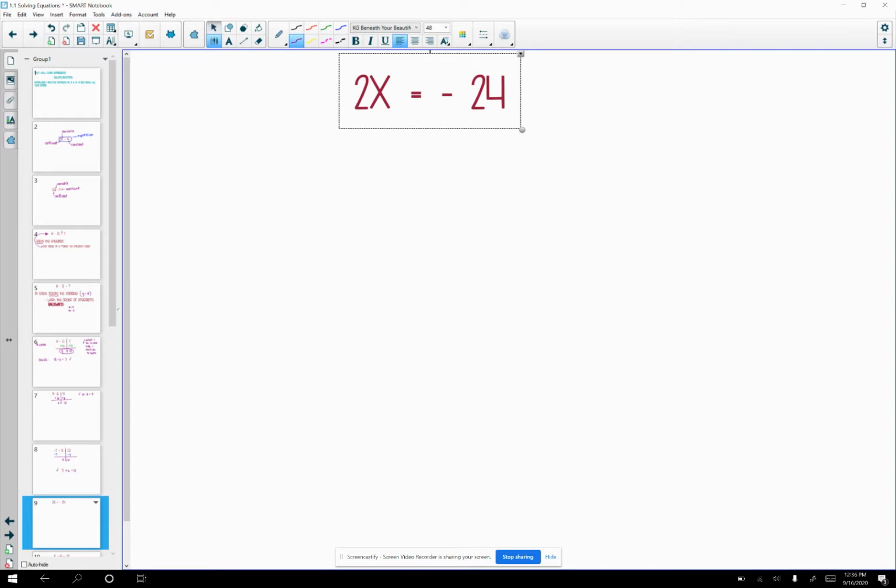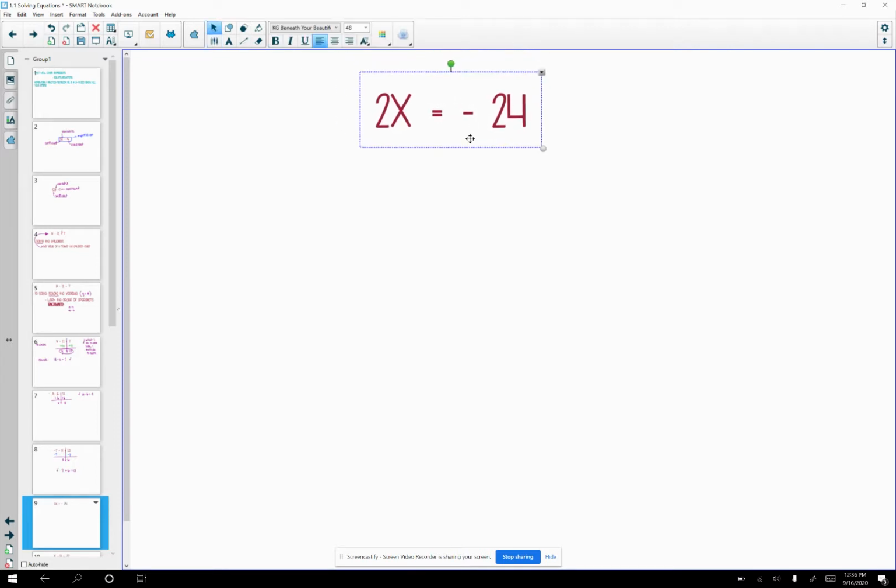We can also do one-step solves, which is what we're doing because they only require one step to solve, with multiplication and division. So hopefully you remember from going over our summer packet that we can write numbers and variables right next to each other, and that implies multiplication. So I have 2 times x equals negative 24.